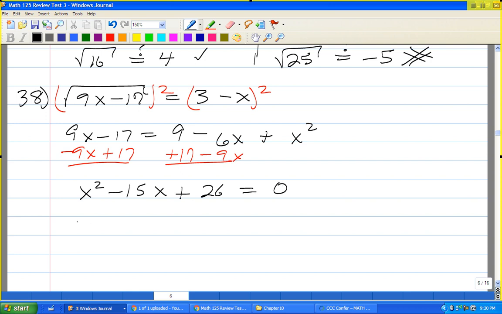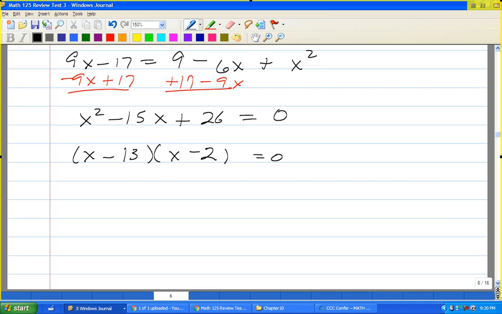And so let's try to factor this as a monic trinomial. Minus times positive is negative, so I have two negatives. I want to find two numbers whose product is 26 and whose sum is 15. So 13 and 2. Set each factor to 0 and solve.